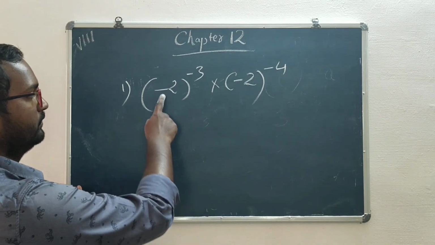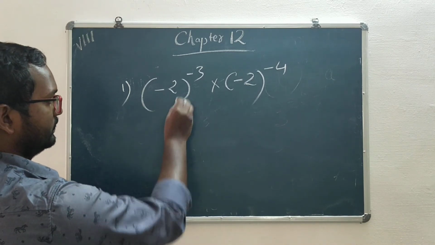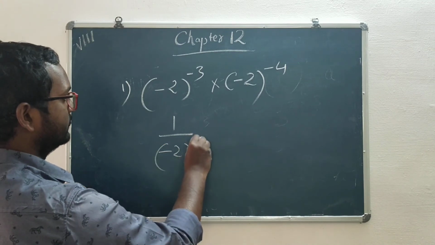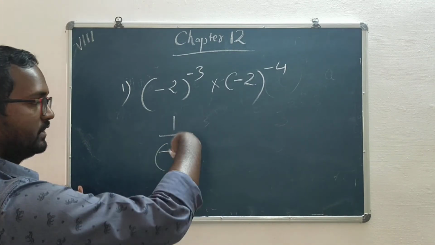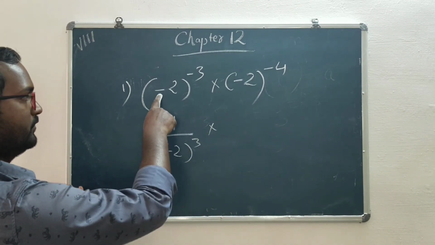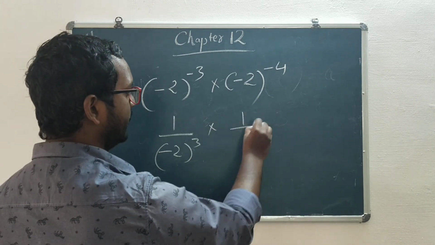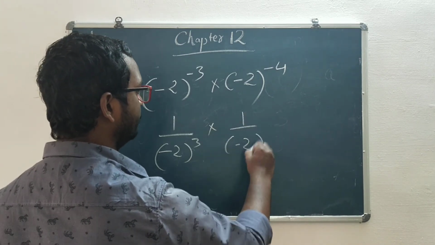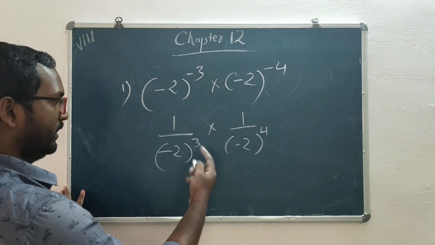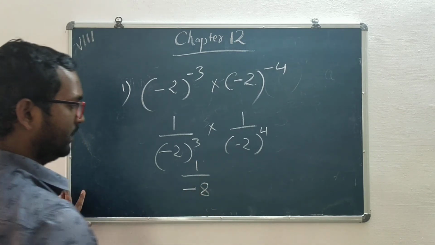Okay, we know that whenever there is minus in the power, we have to bring it to the denominator. So this will become 1 by minus 2 power 3. We have taken the reciprocal. Because of this minus, we have to take the reciprocal here also. Here also same thing, 1 by minus 2 power 4. So 1 by minus 2 cube is going to be 1 by minus 8.